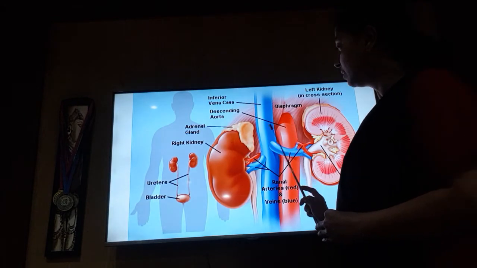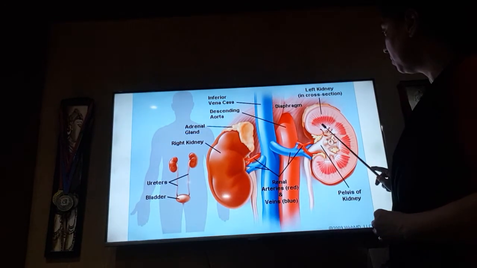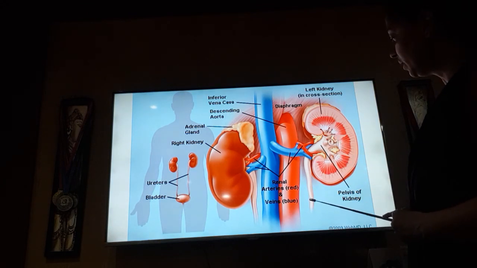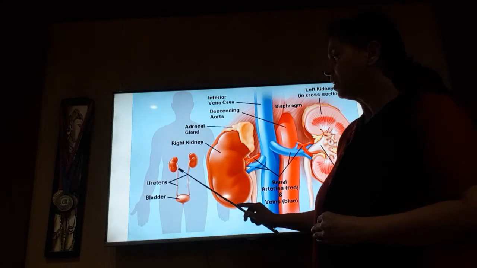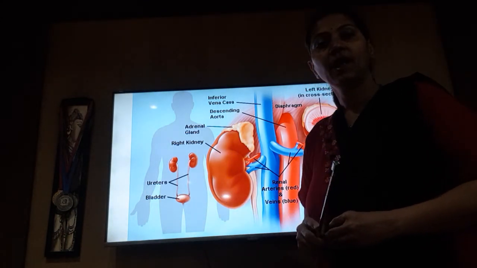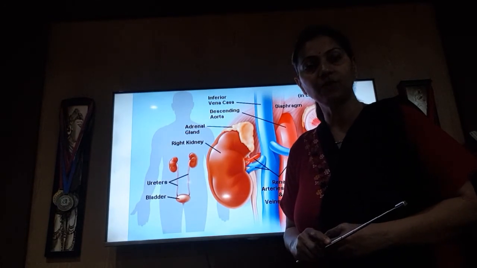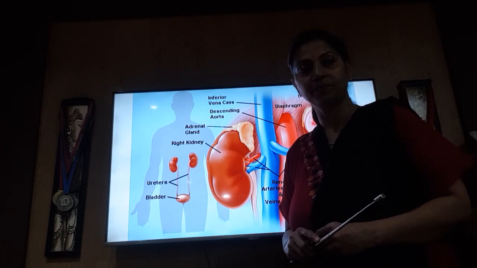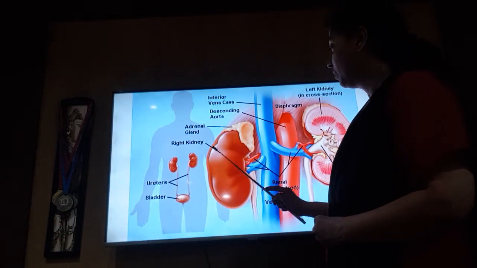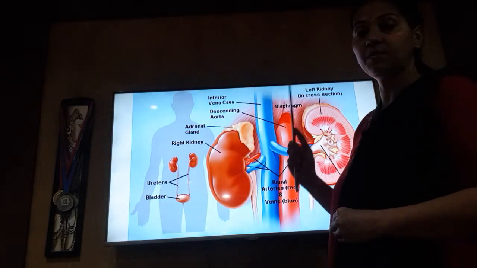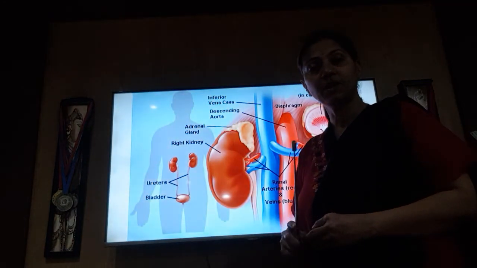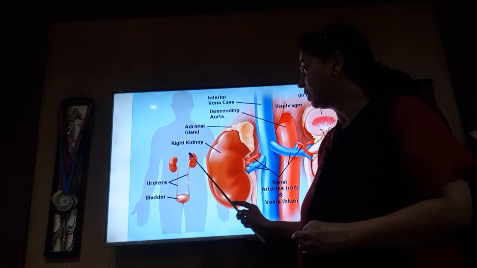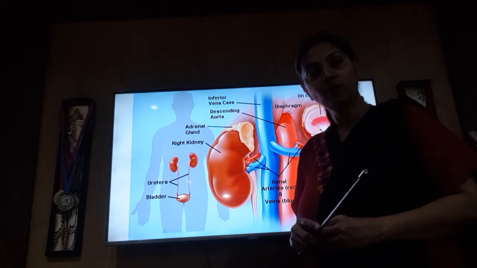Collecting tubules, see from here, collecting tubules, minor calyces, major calyces, pelvis, ureter, bladder. These are all part of endoderm because they are arising from the hindgut. So they are coming from the endoderm. So one part, the secretory part, is coming from the mesoderm, and the excretory part, the remaining collecting part, is coming from the endoderm.